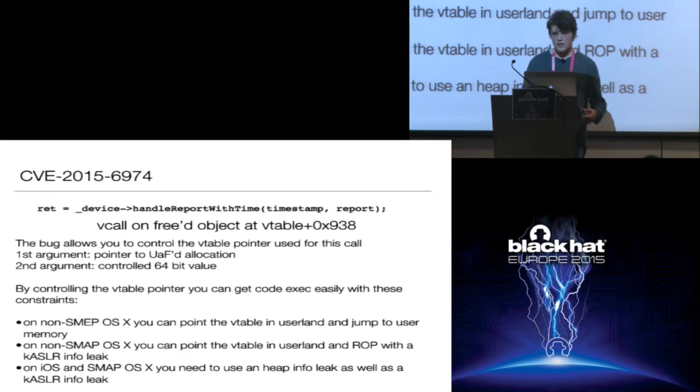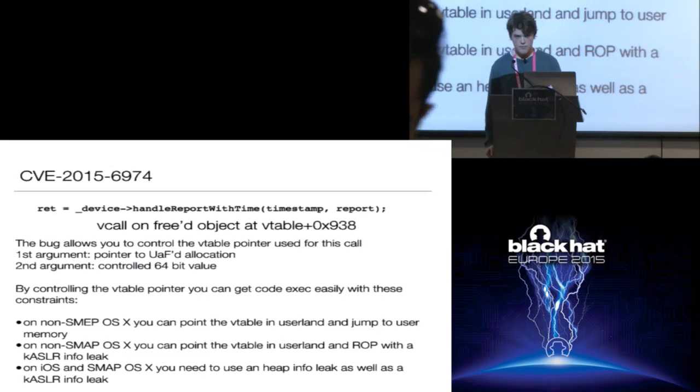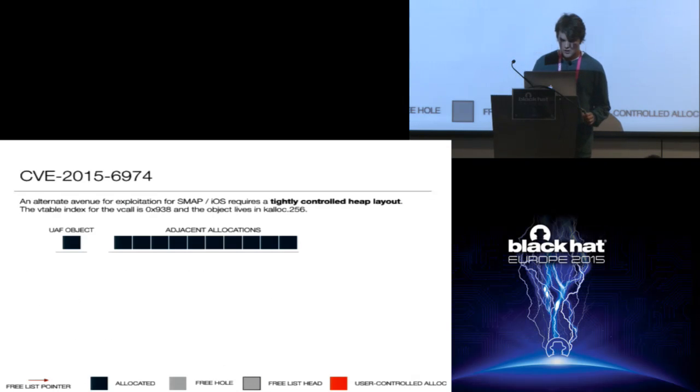But newer Macs have some new mitigations, SMEP and SMAP. Not many Macs have SMAP, many have SMEP. On non-SMAP Macs, you can just point the table in user land and do ROP with a KASLR info leak. On iOS, which has both SMEP and SMAP equivalents, but the ARM implementation of it, you need to use both a heap info leak as well as a KASLR info leak. But there is an alternate technique to pull this off without having any heap info leak.